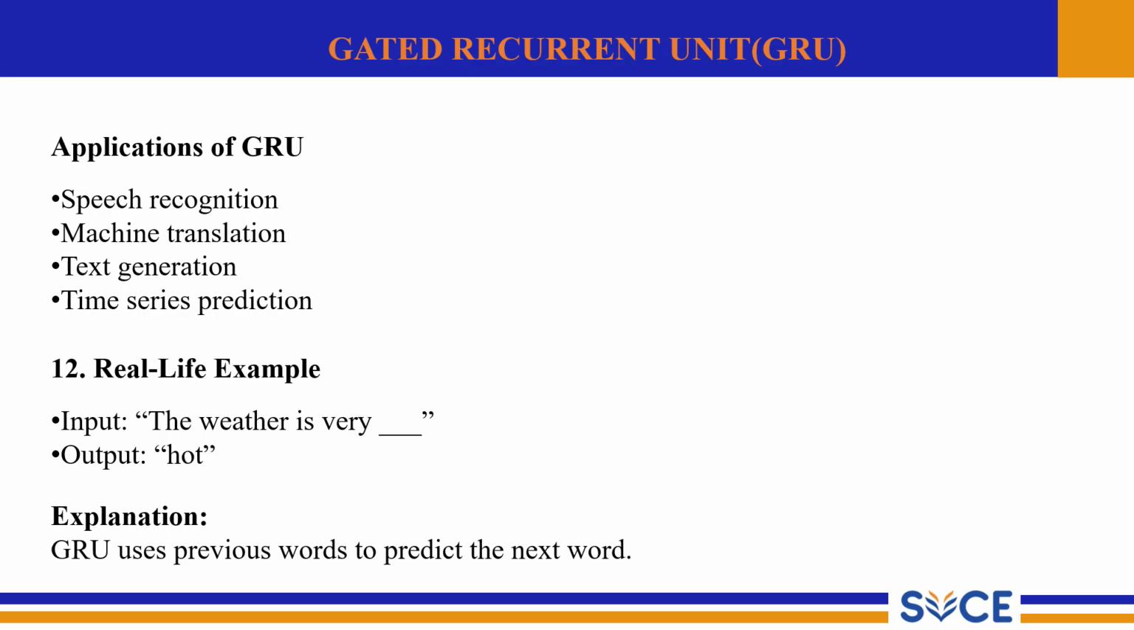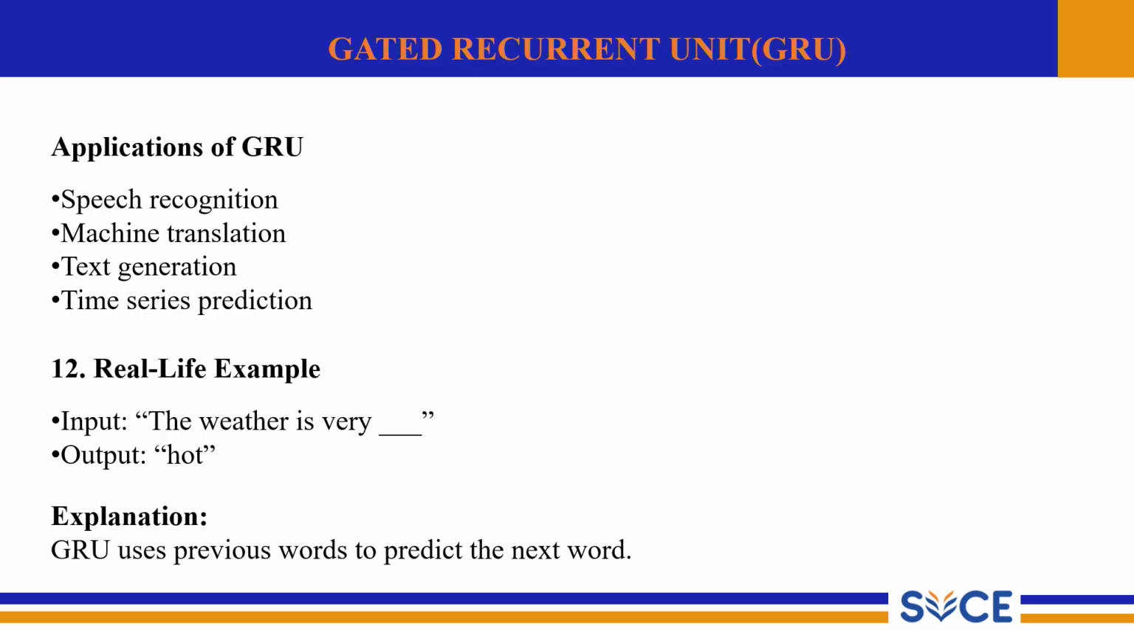And second one is machine translation. It is used in machine translation systems where text from one language is converted into another language, like translating an English sentence into French or Hindi, which requires understanding word order and context. So it helps to maintain the meaning of the sentence across languages by capturing sequential dependencies.